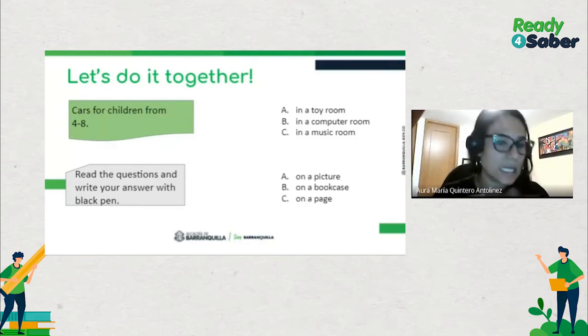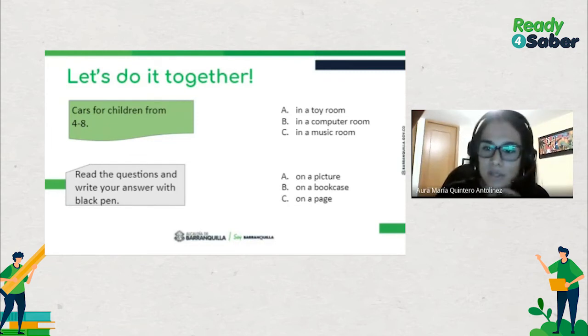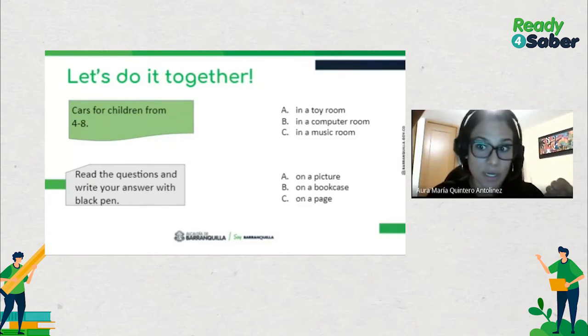Computer room, nada tiene que ver esto con computadores. And music, nada nos referencia a la música. So answer would be A. Very well, good. Let's go with the next one. Read the questions and write your answer with black pen. A, on a picture. B, on a bookcase. Or C, on a page.